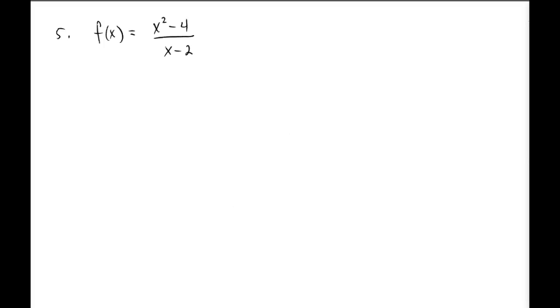In this video, we will graph the function x squared minus 4 divided by x minus 2. And this is the fifth example in the graphing rational function series. So the first thing that we need to do is to try to factor out the numerator. And we see that x squared minus 4 factors out to x plus 2 times x minus 2.